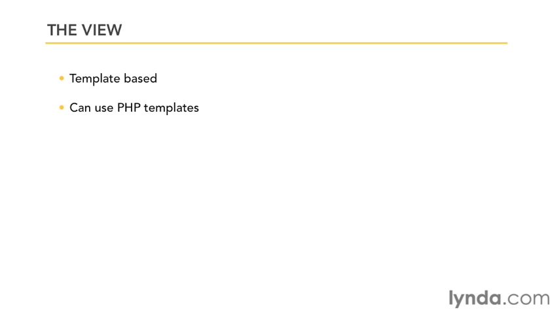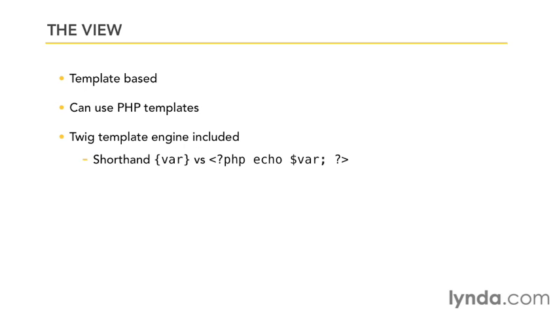If you want, you can use PHP templates, but generally the Twig template engine is what a lot of people like to use. The advantage of using Twig is that it provides a lot of shortcuts. For example, if you want to output a variable, you simply wrap the name of the variable in curly braces. This would be different from the PHP methodology, where you'd need to create a PHP tag, write the echo command, and then output your variable.